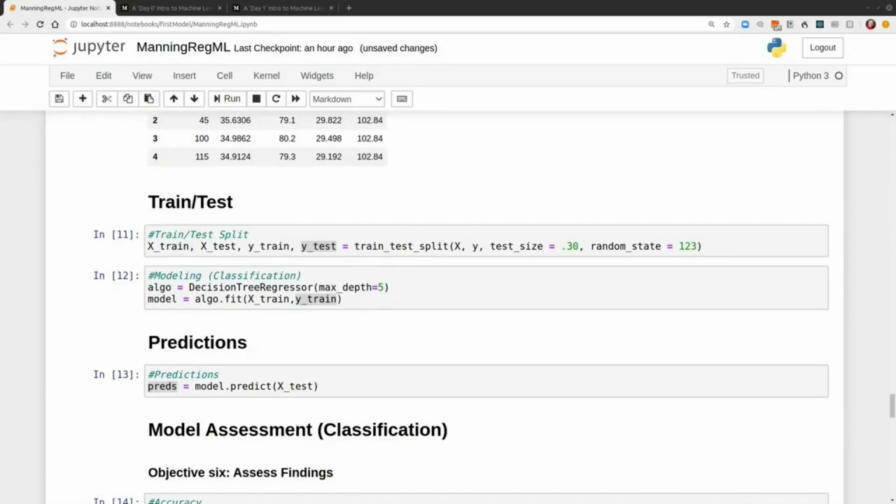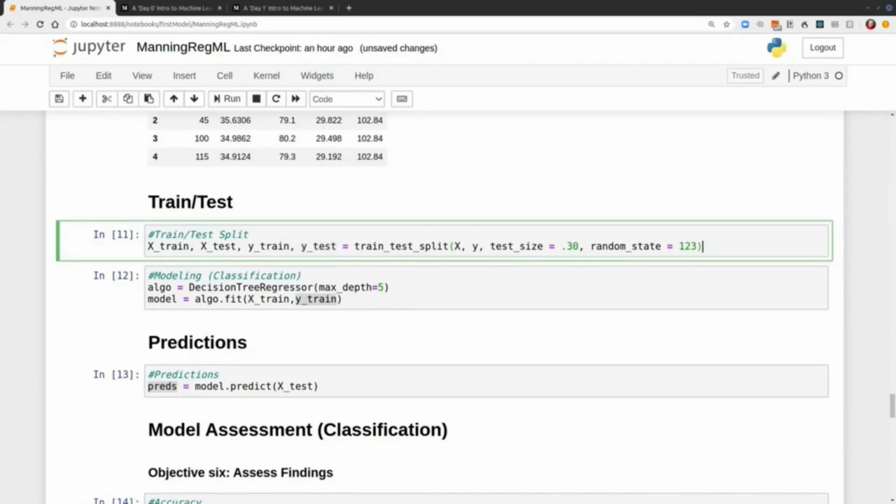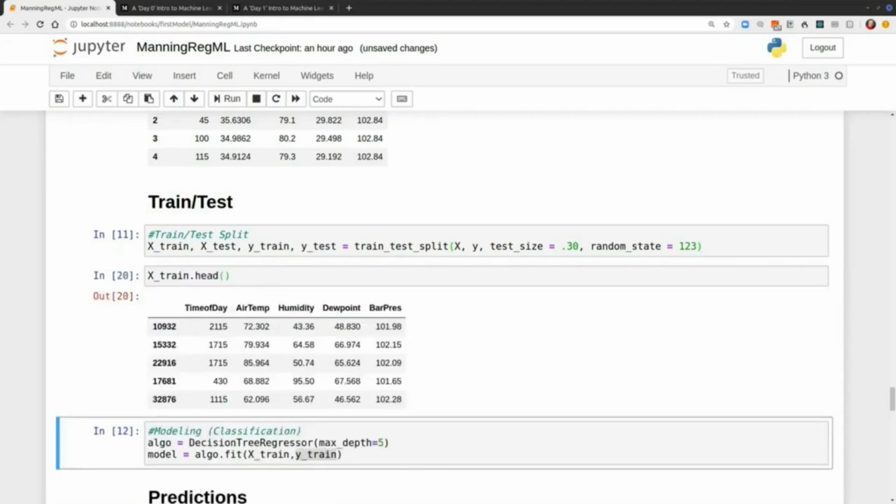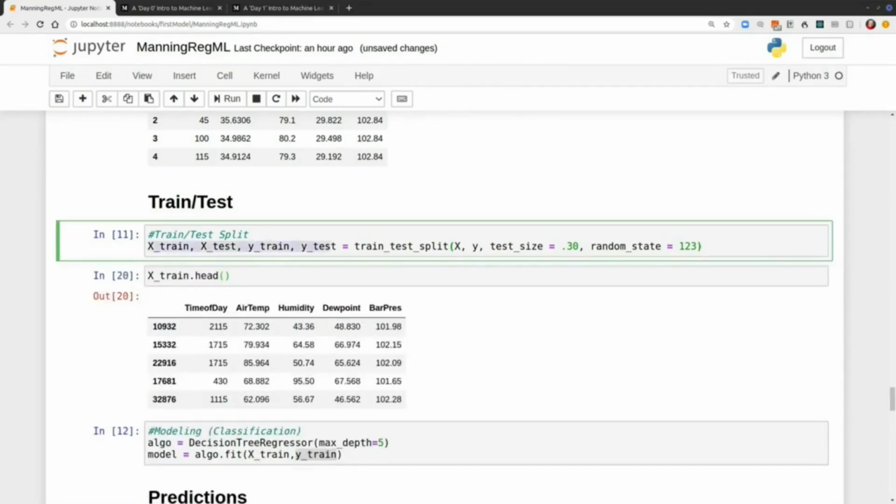You certainly could test it if you wanted to make sure that everything worked fine. If you want to take a look at maybe just a quick head, you certainly can. So there's 4 of these values that actually came out of this. Again, this is our ground truth. This is what we use to make predictions. And our X train and Y train are what we use when we actually fit the data.